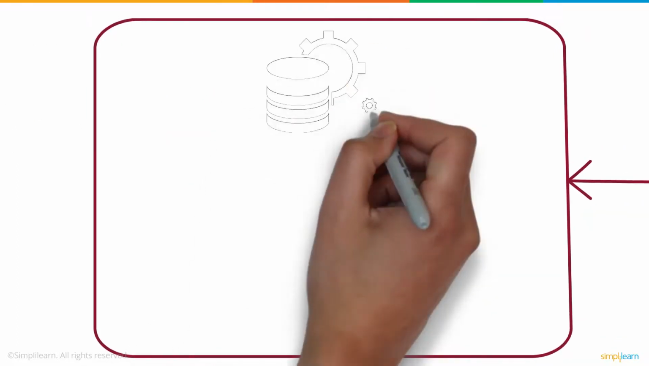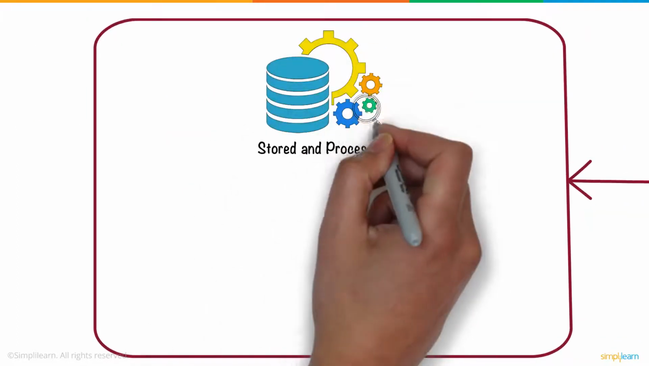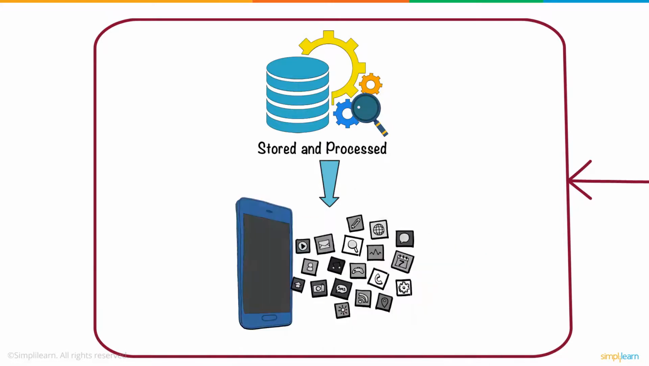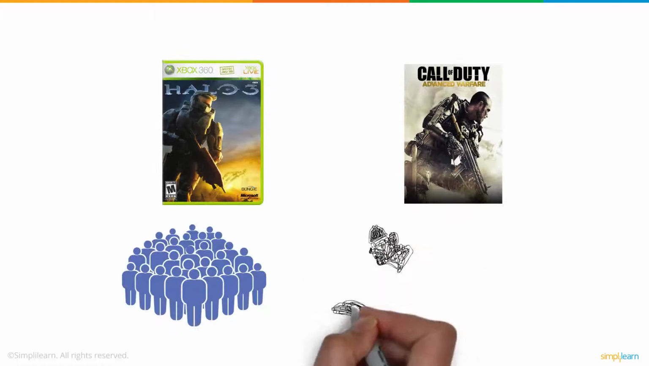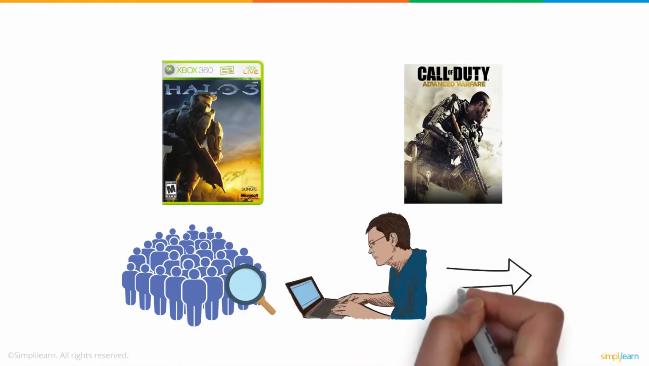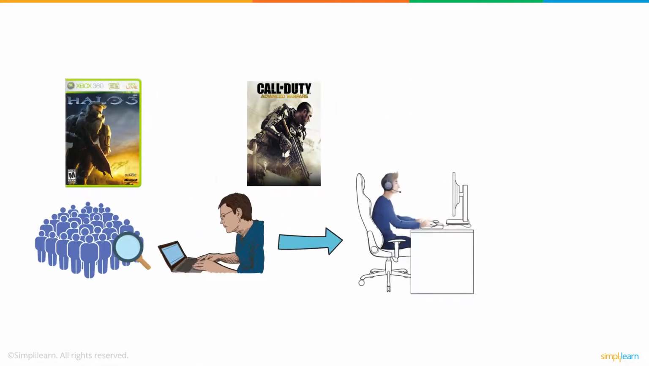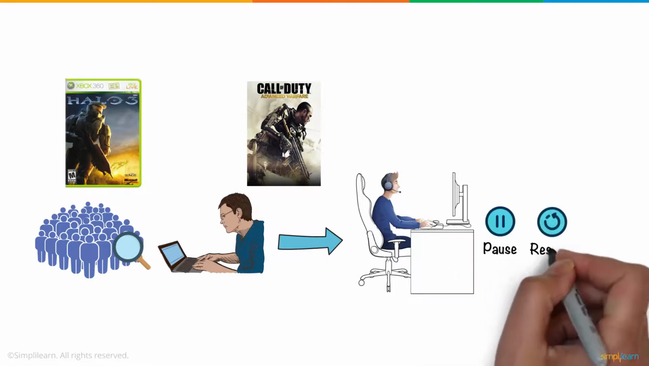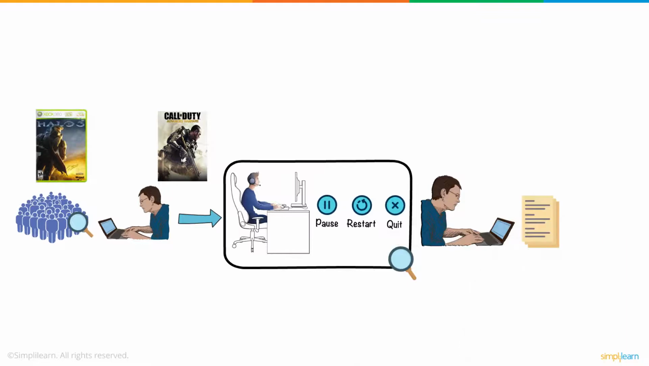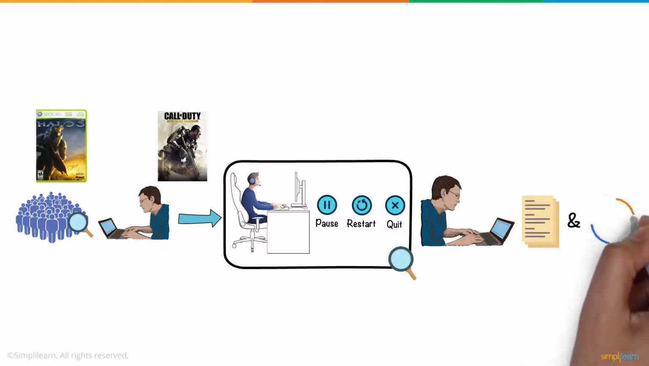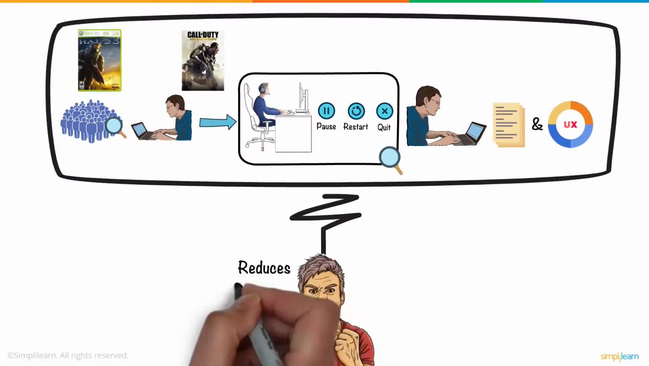Now that we have stored and processed our big data, we can analyze this data for numerous applications. In games like Halo 3 and Call of Duty, designers analyze user data to understand at which stage most of the users pause, restart, or quit playing. This insight can help them rework on the storyline of the game and improve the user experience, which in turn reduces the customer churn rate.